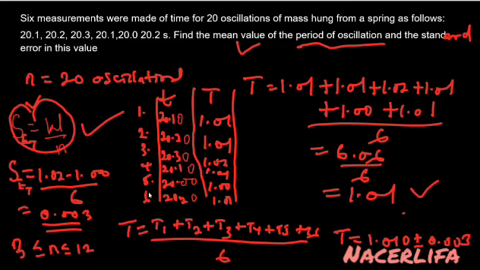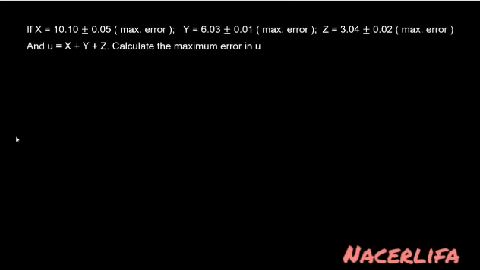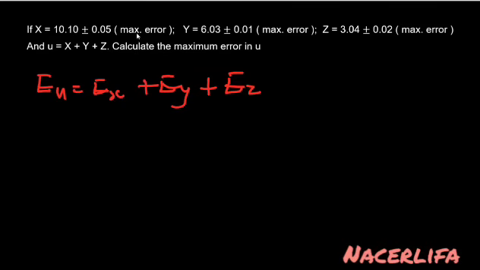Now let us look at another question. This one is saying if x equals this, y equals this, and z equals this, and u is giving us the addition. The question says calculate the maximum error in u. We have done this before. So how do we find the maximum error in u? We say the maximum error in u will be the error in x plus the error in y plus the error in z. The maximum error in x is 0.05, in y we have 0.01, and in z we have 0.02.